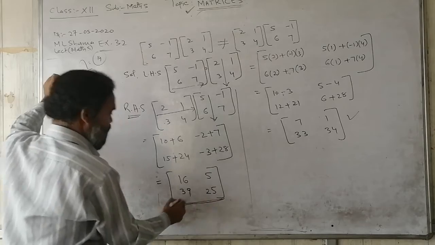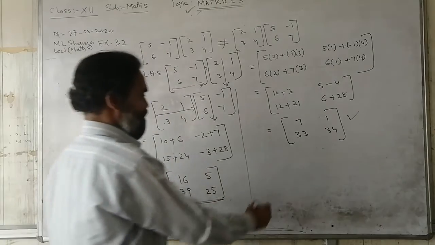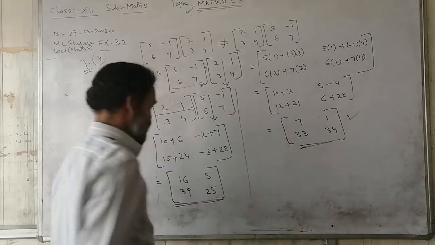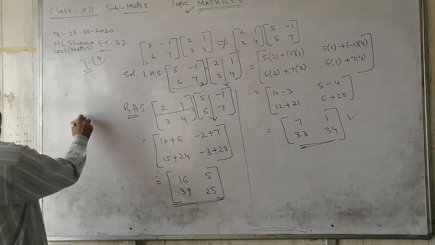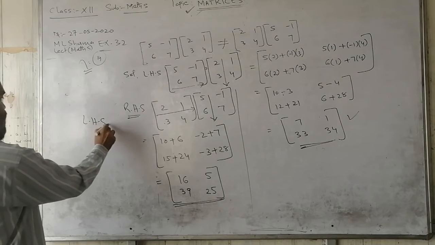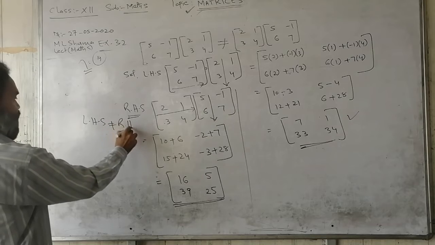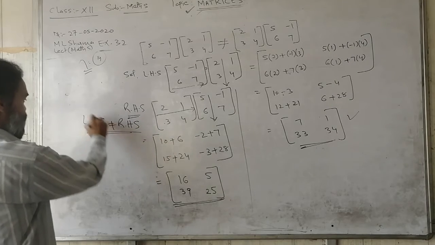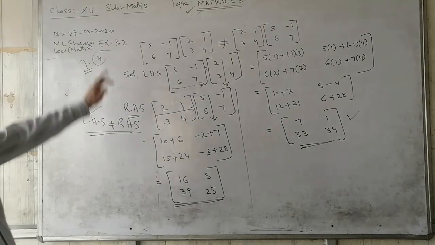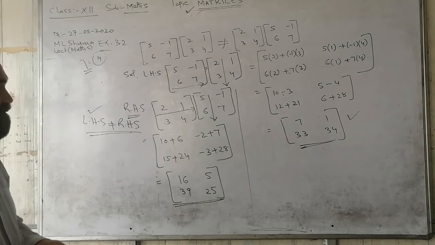So this is right hand side and this is left hand side. So they are not equal. So LHS is not equal to RHS. This was to be proved. So in this way, this is proved.